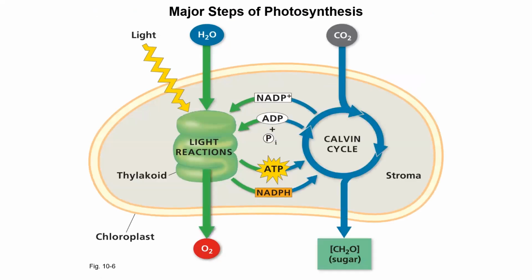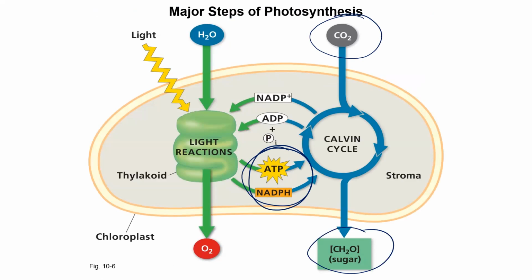So let's take a look at this Calvin cycle. In this Calvin cycle, we're going to use these products here, the ATP and the NADPH. We're also going to throw in some carbon dioxide, and we're going to make some sugar. So let's talk about how that's going to work.